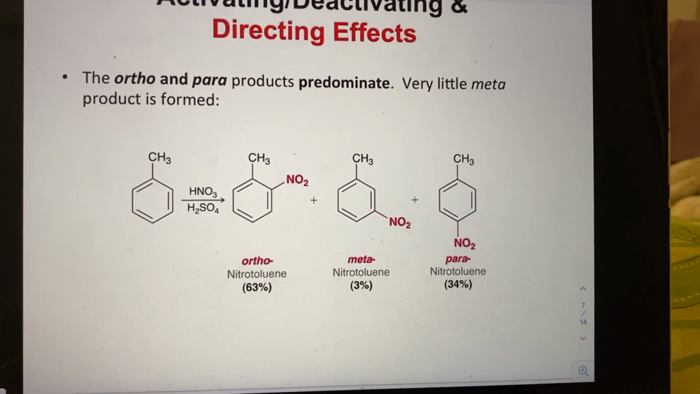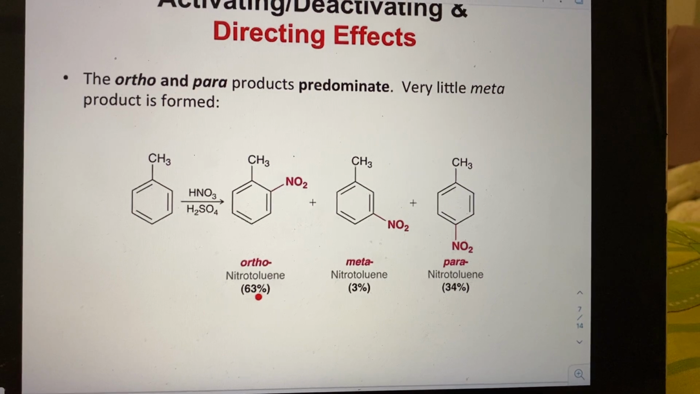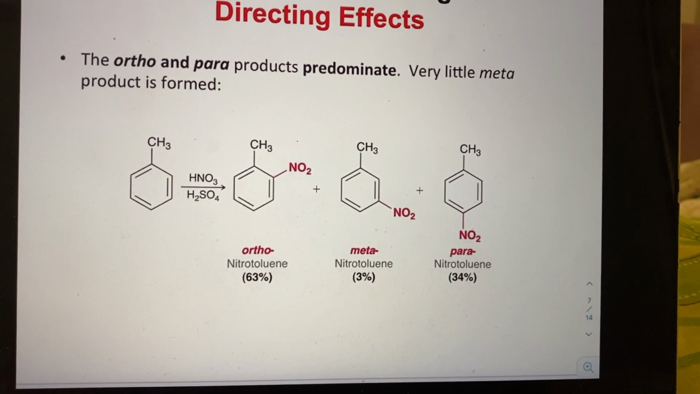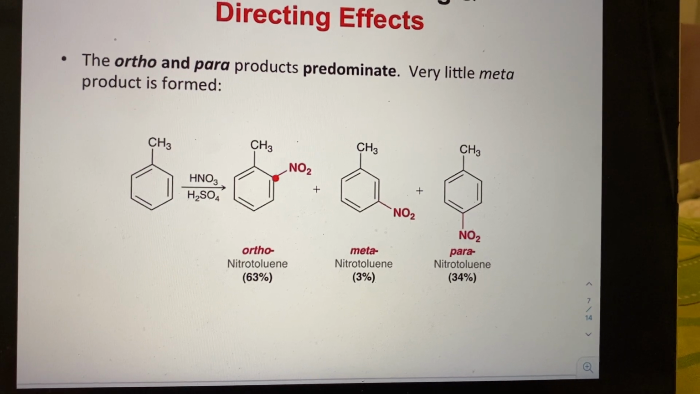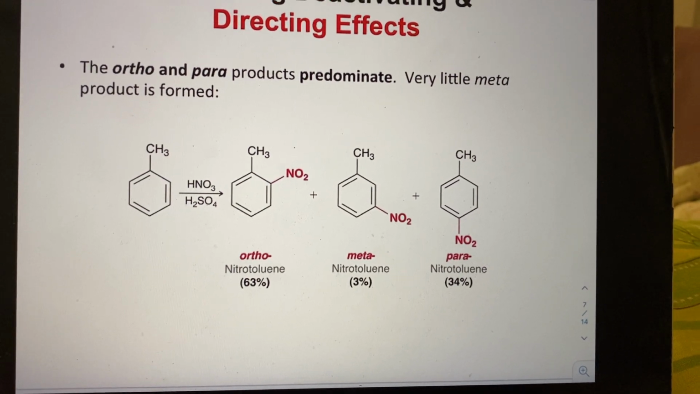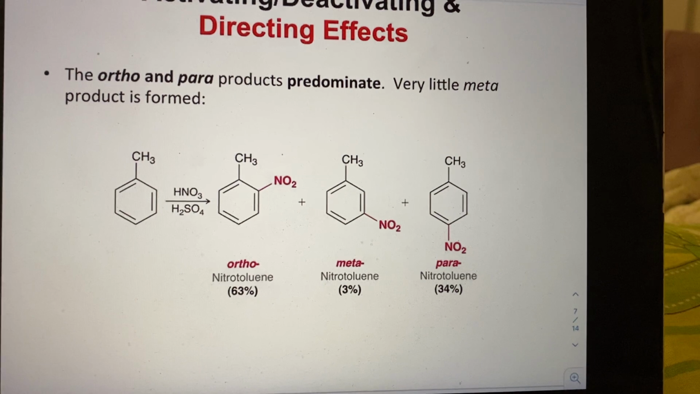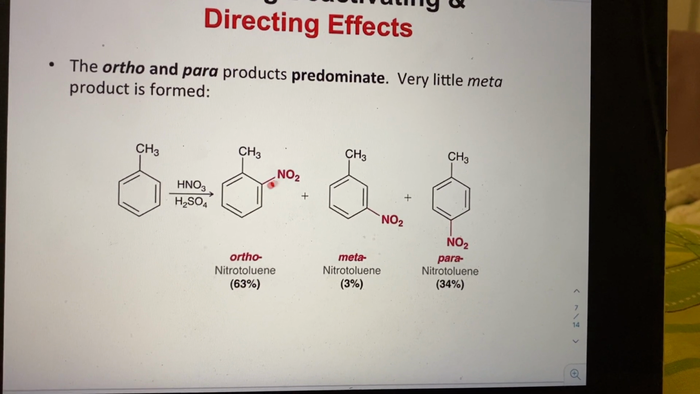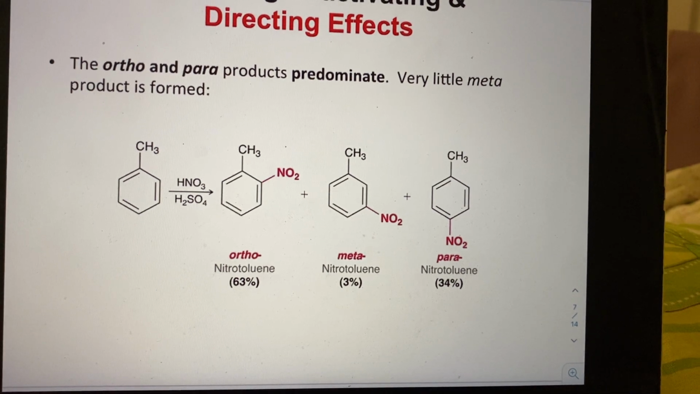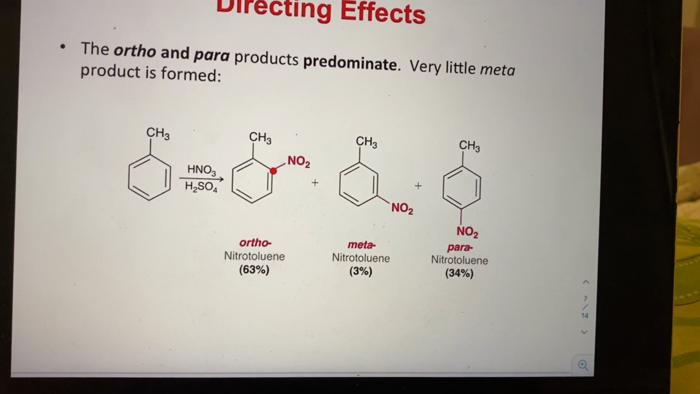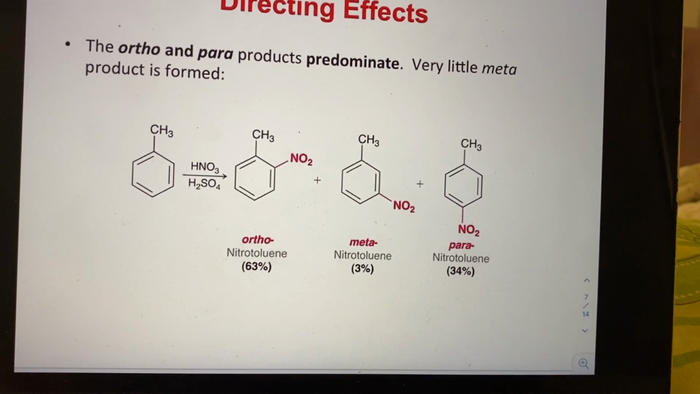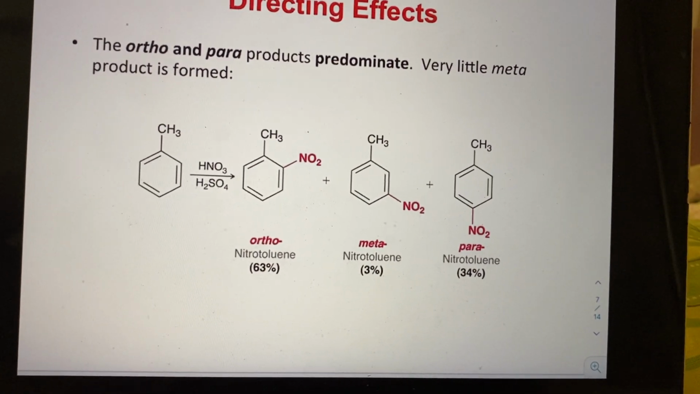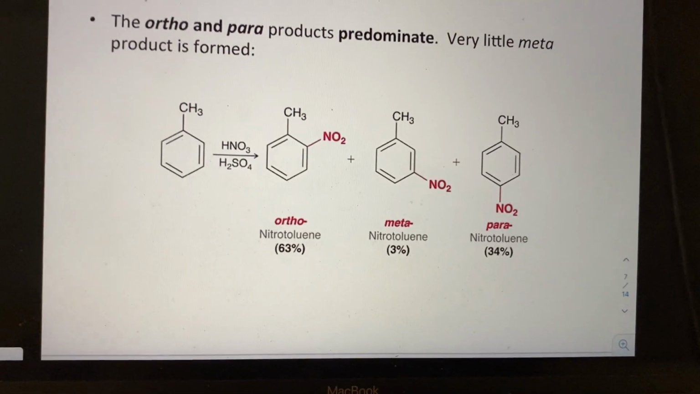Yes, exactly. So in this particular case, the reason why you end up having more ortho is because the probability is twice as high that you have substitution at the ortho position. In other words, there's 2 ortho carbons and there's only one para. So even though it's a little less favorable to put the nitro group at the ortho position, it's twice as likely. So there's a lot of different features that go into that.